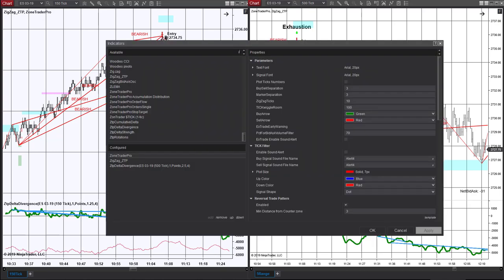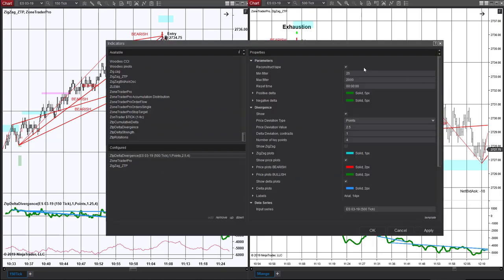So the setup for the indicator is pretty simple. We tell it here to reconstruct the tape, and we set our filter values, and then we set a reset time for the cumulative delta. We then tell it the deviation points, and if we are looking at the 500 tick chart, we put in a value of 2.5. If we are doing this on a 150 tick chart, we put in a value of 1.25.